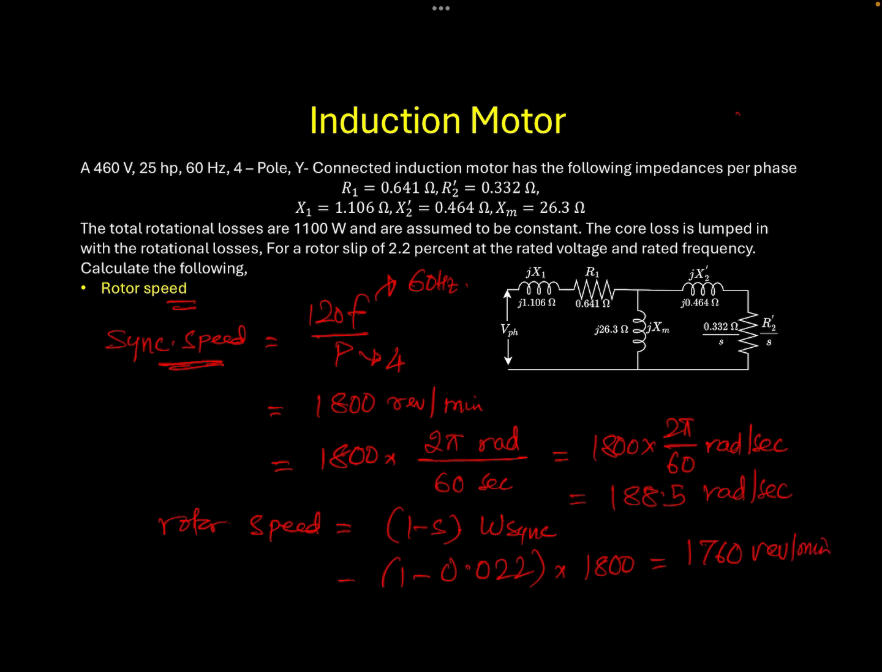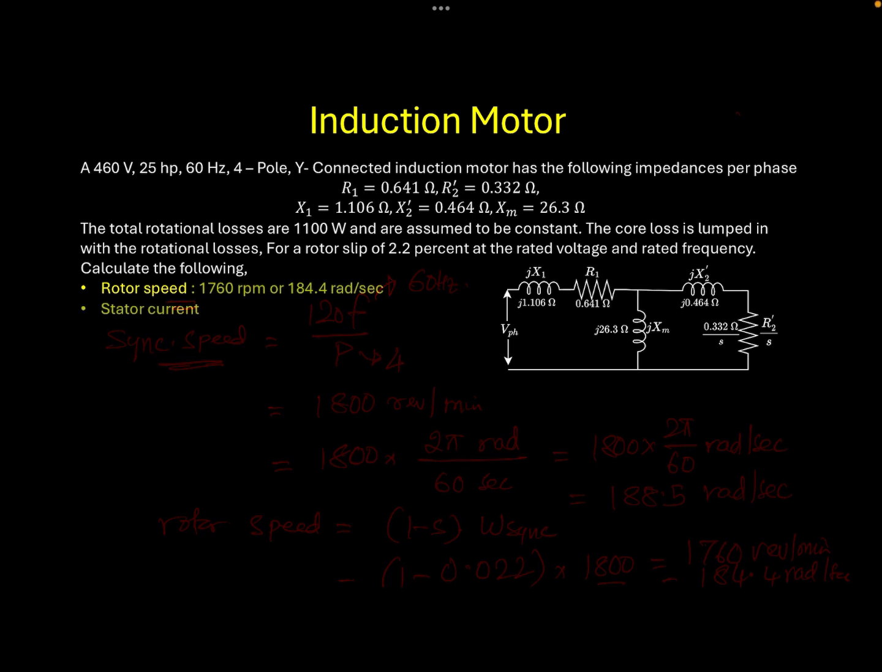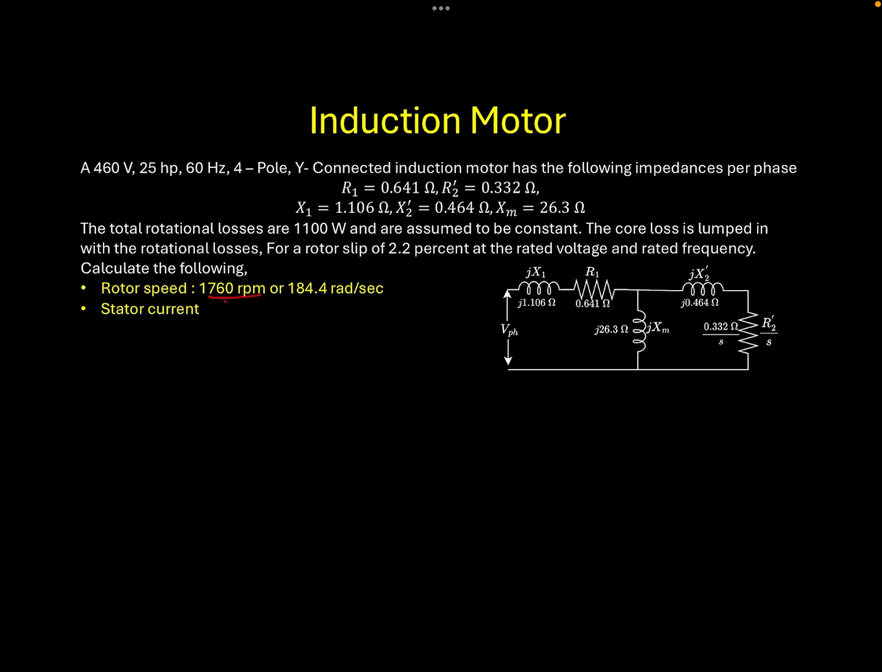And if you want the same value of the speed in radians per second, then instead of 1800 you can substitute 188.5, and you will get 184.4 radians per second. So the value of the rotor speed in revolutions per minute is 1760, and in radians per second it is 184.4 radians per second.